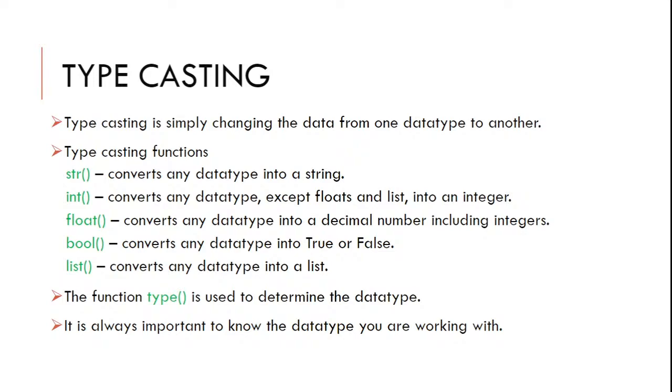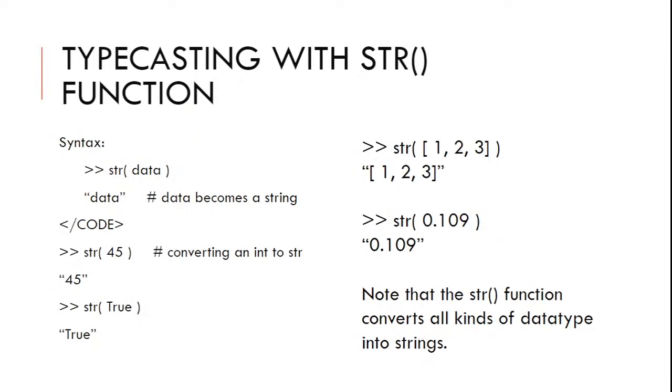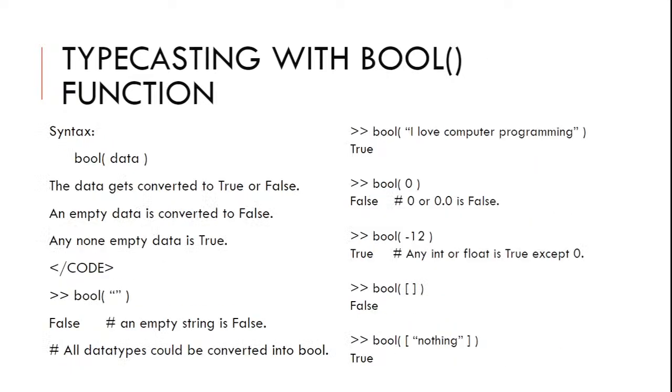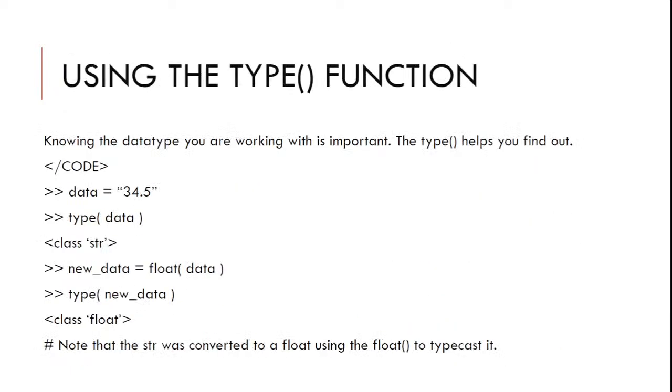Then we have boolean. You can convert any other data type into true or false. We'll learn how to do that. Then we have list, which converts other data types into a list. When we keep on typecasting, these are some few codes on each of them. Then we'll talk about the type function, which tells us the data type you are working with. Let me show you why it's important.